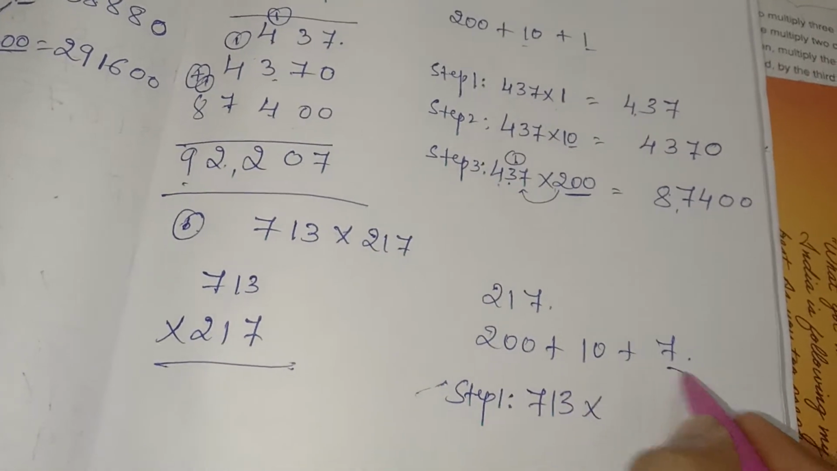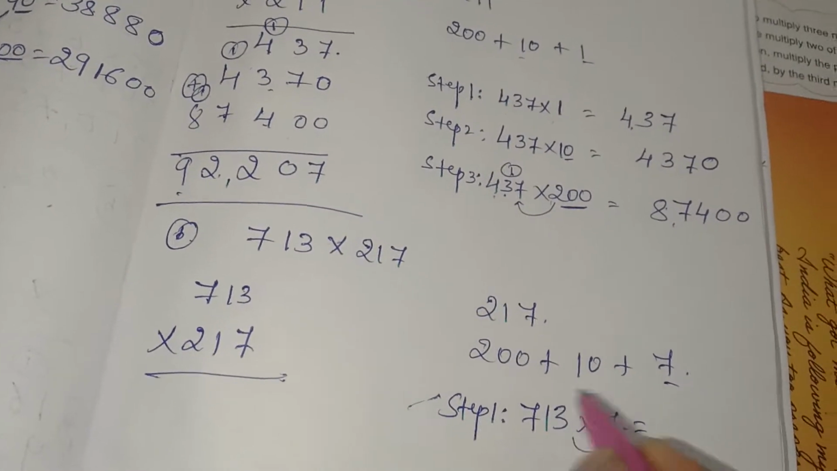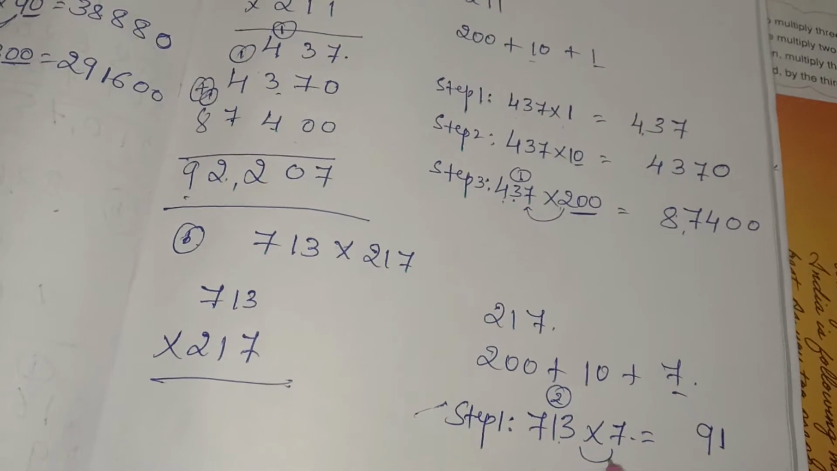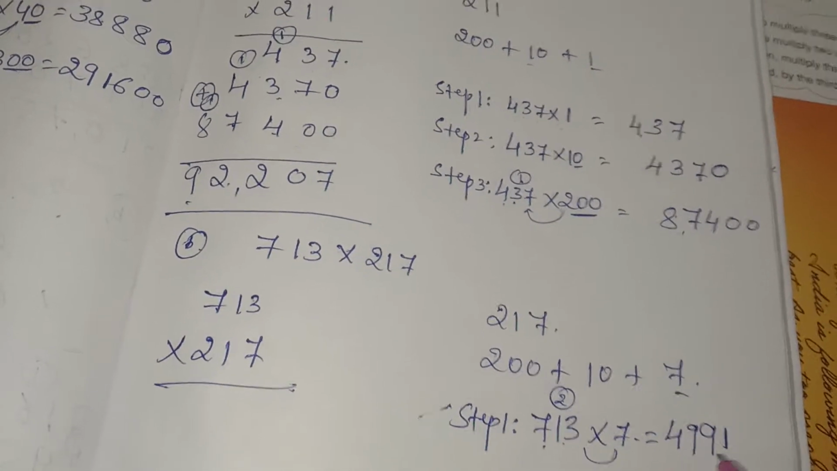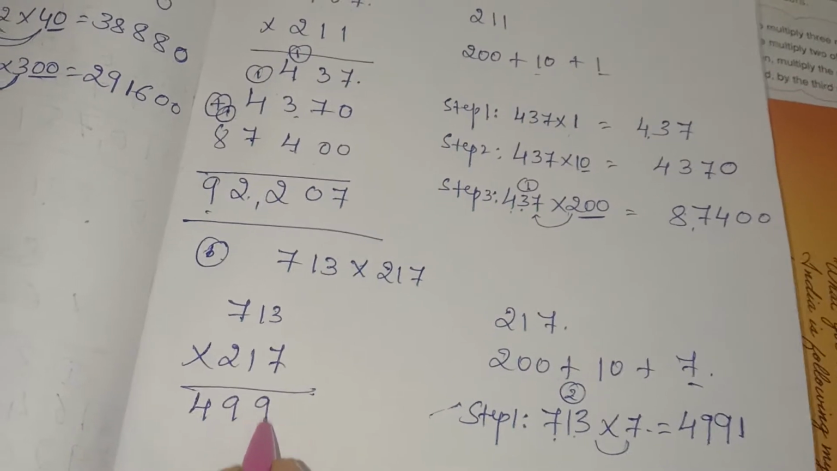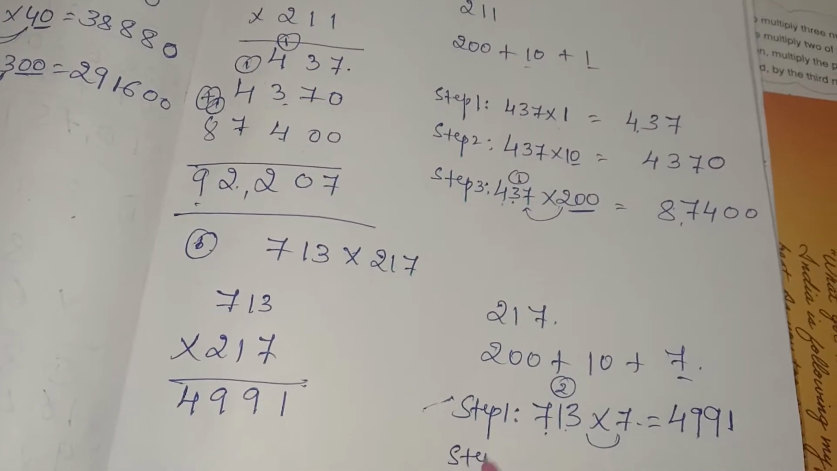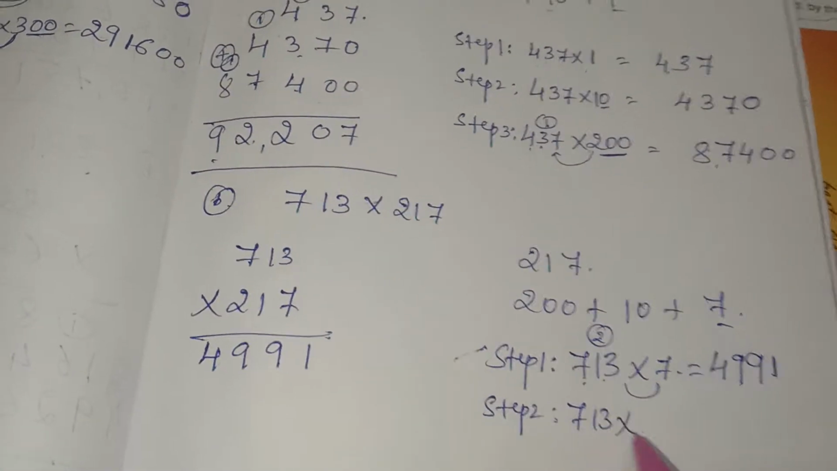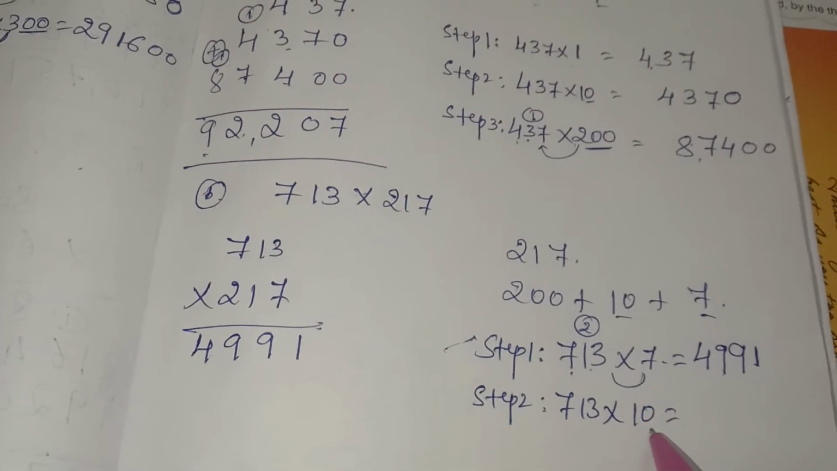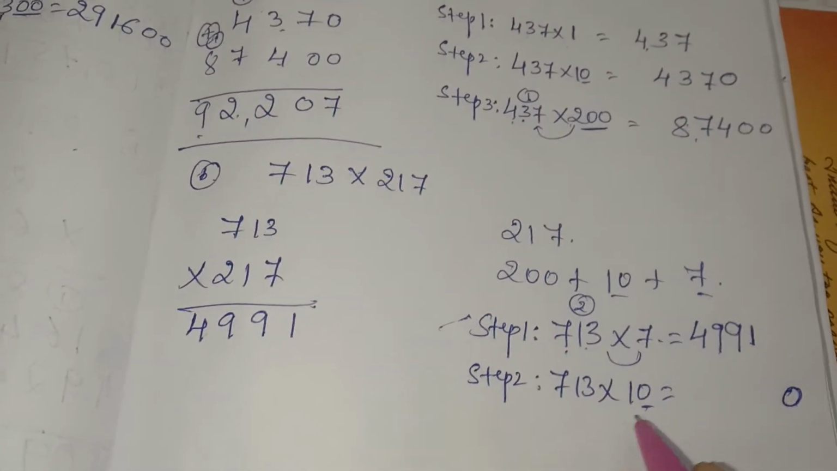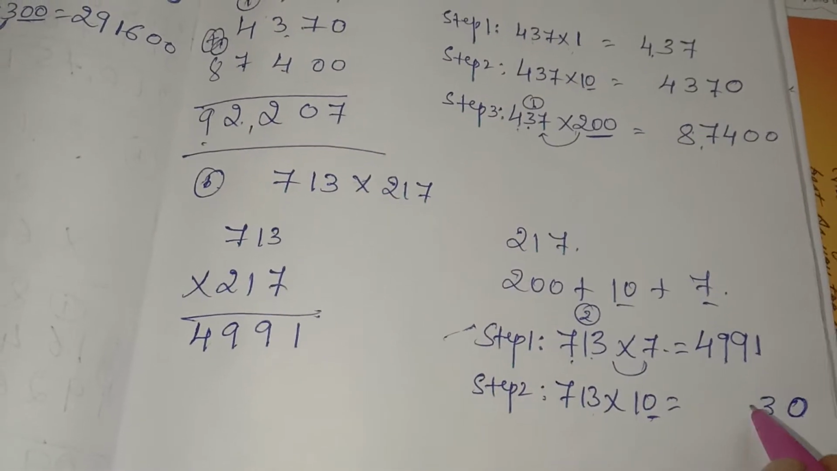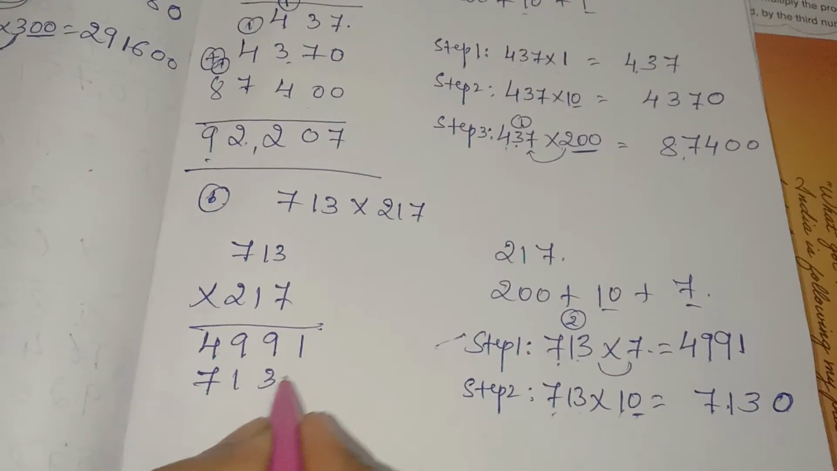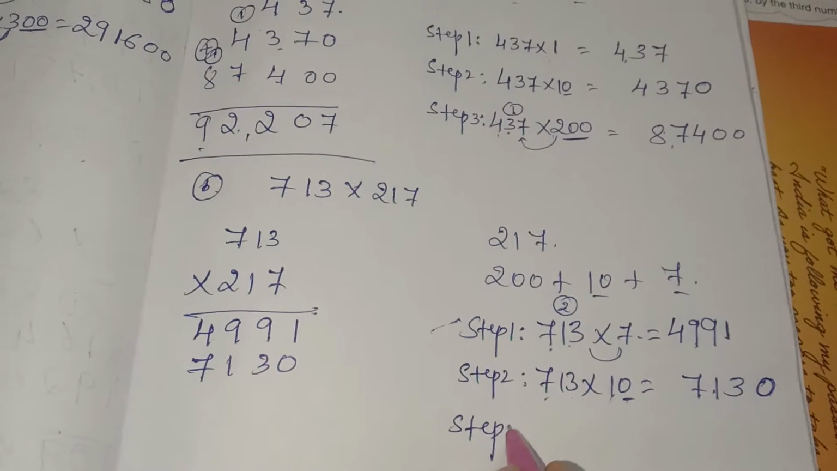713 into 7. 7 3s are 21. 7 1s are 7 plus 2 is 9. 7 7s are 49. Here 4991. Now step 2. 713 multiplied by 10. Yes, 1 0 I am having. I'll write a 0. 1 3s are 3. 1 1s are 1. 1 7s are 7. That is 7130.